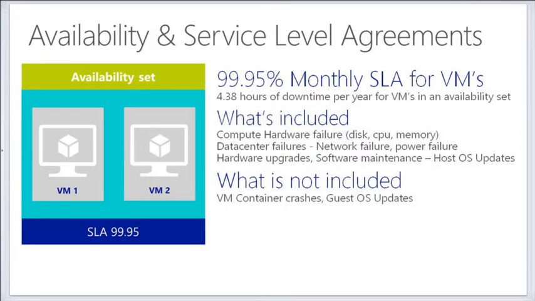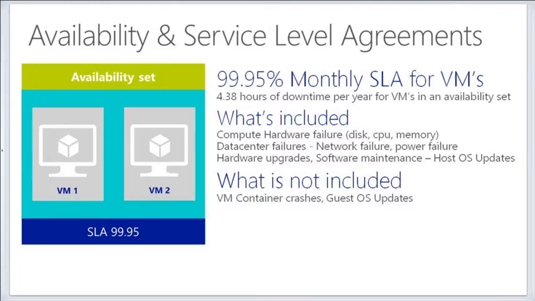Now, availability sets. If I create an availability set, what I will do is I'll take 2 virtual machines and have them in the same cloud service and set them up as an availability set. When I do that, I get a higher SLA. The standard SLA on virtual machines up in Azure is 99.9. But if I put up 2 virtual machines, I can get 99.95, and that's 4.38 hours of downtime a year.